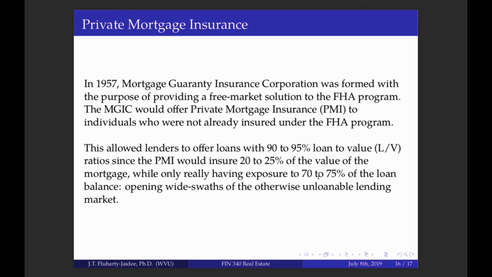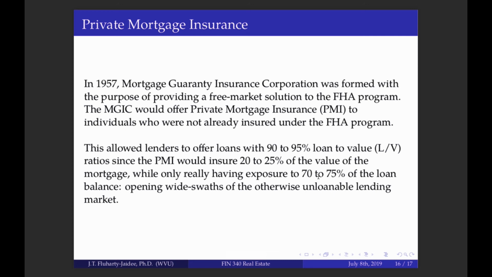So this PMI insurance deal allows people to get access to loans. At 5% on a $300,000 mortgage, the down payment is only $15,000. That is a much easier bar to reach than $60,000. And people can generally afford that. So this allows people to get into homes.